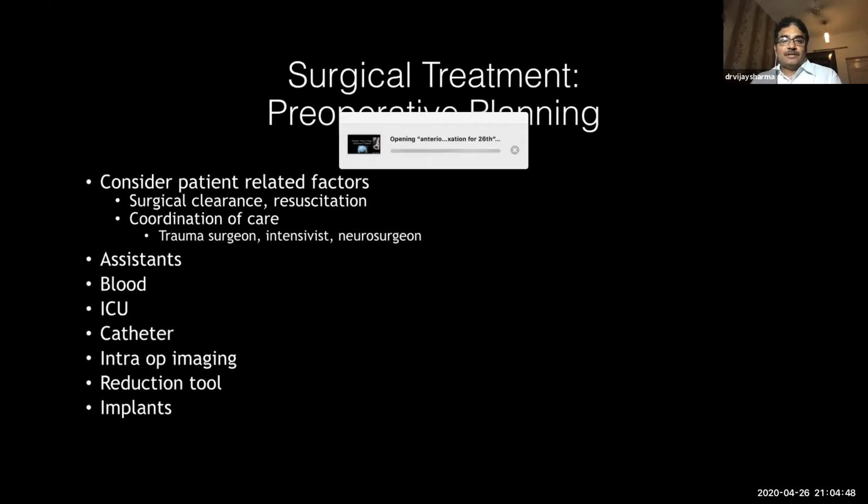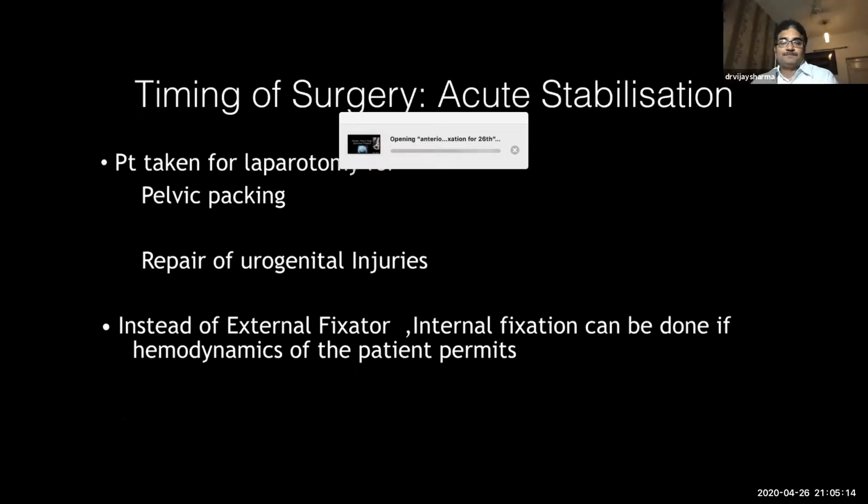So for operative planning, I think Dr. Kong has already told, obviously the patient has to become stable, then only will the patient undergo surgery. So proper resuscitation is important, proper assistance, blood, ICU backup, and very important is intraoperative imaging. If you don't have a good radiographer, then it's a problem in the operation theater. So you have to train your radiographers, and you have to have a pelvic set, all the reduction clamps, and specialized plates and specialized instrumentation for the pelvis.